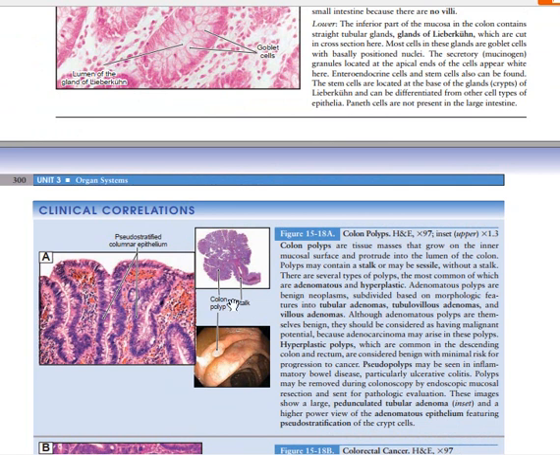Then on histologic section, you can visualize pseudostratified columnar epithelium. Normally it is not pseudostratified columnar epithelium in the colon, it is instead simple columnar epithelium. But when you visualize pseudostratified columnar epithelium in the colon, just know that it's a metaplastic change and maybe a polyp.